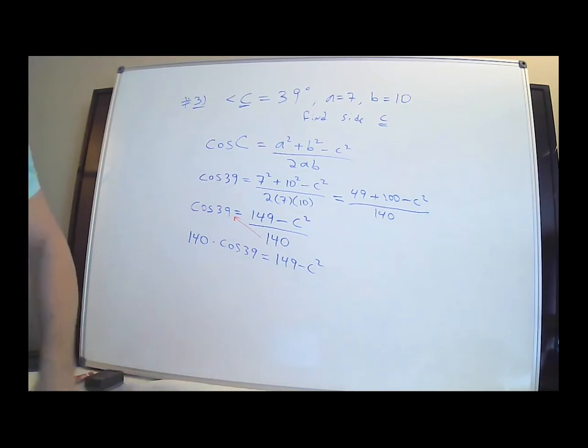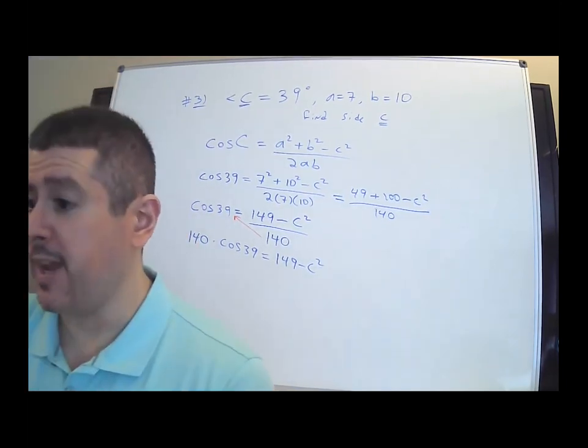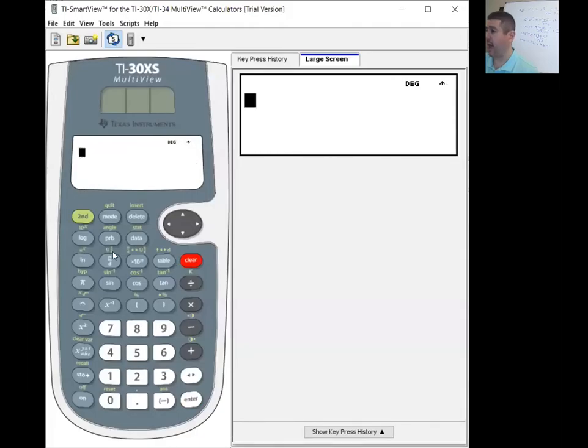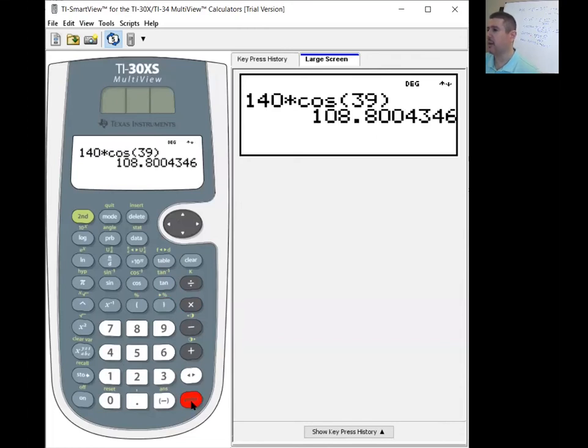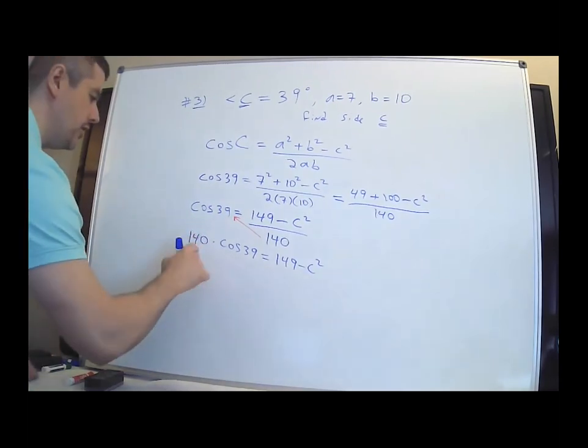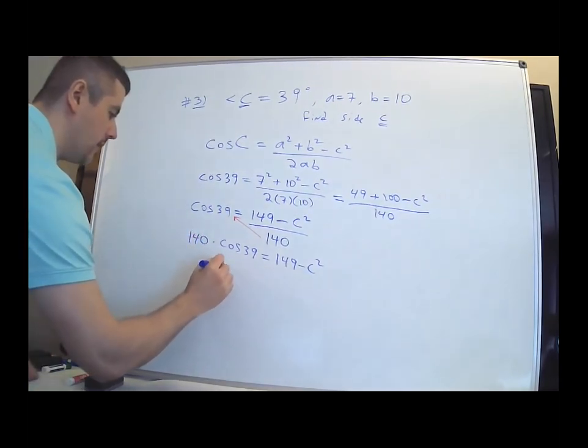So now I need to compute that. Again, this is what you have a calculator for. You certainly can't do cosine 39 without it. So I have 140, and I'm multiplying it by cosine 39. You don't know what the cosine of 39 is. It's a decimal. So I get 108.8. So my screen doesn't want to stop sharing. There we go. So this number here is 108.8.